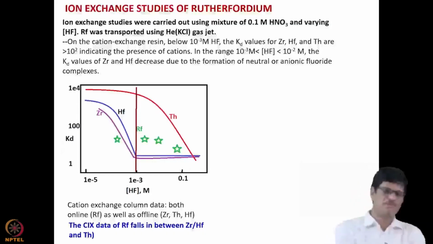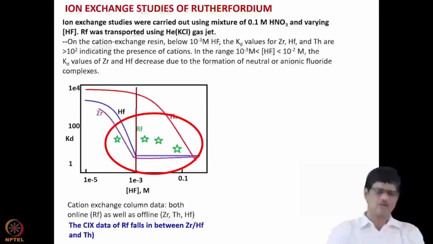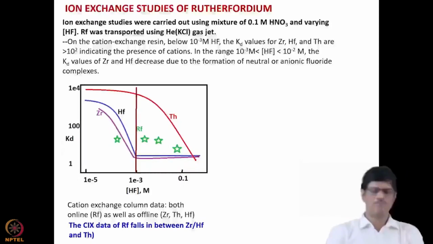Zirconium and hafnium are following a pattern here, and rutherfordium is falling in between. That means in some experiments it may fall close to the zirconium and hafnium data, and in other cases it lies in between that of thorium and zirconium and hafnium.